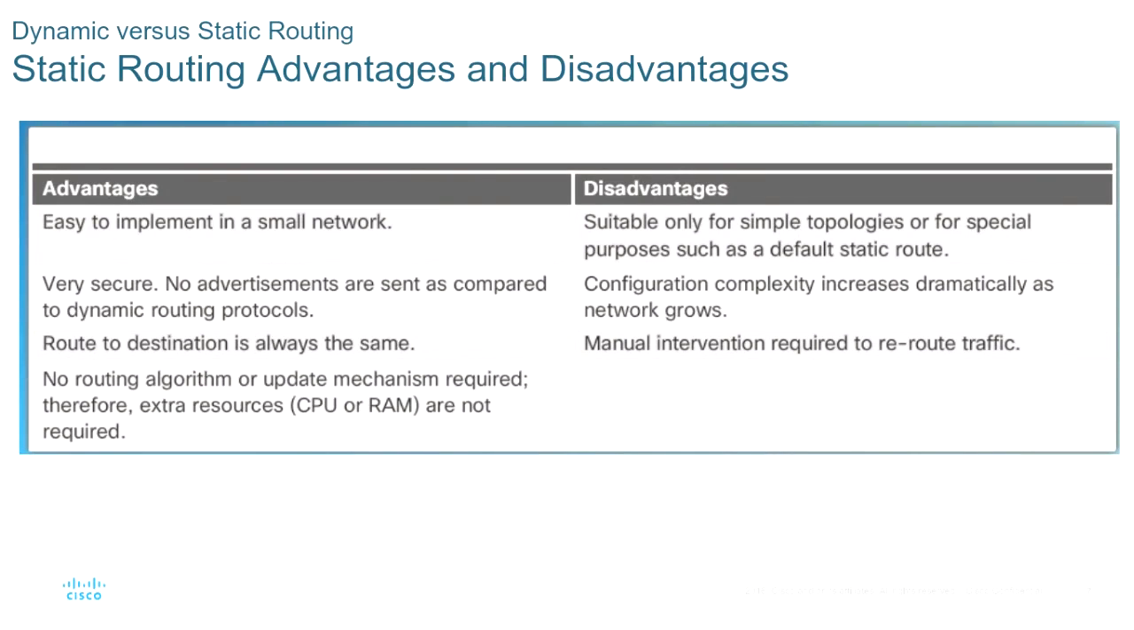Only for simple topologies, or in the case of more complex companies, we're only going to use it for the default static route. If our company grows and we have dozens or hundreds of routers, it becomes very difficult to maintain the static routing tables. And if I need to reroute traffic, I would have to go and reroute them manually.